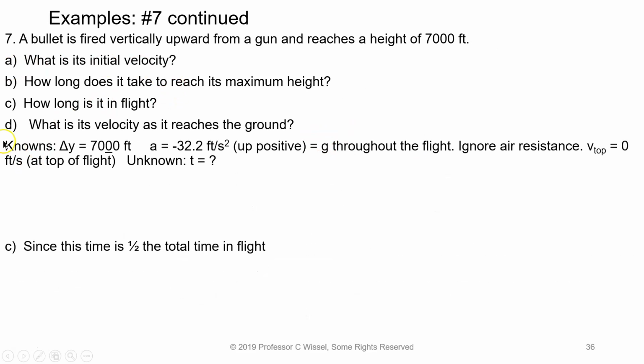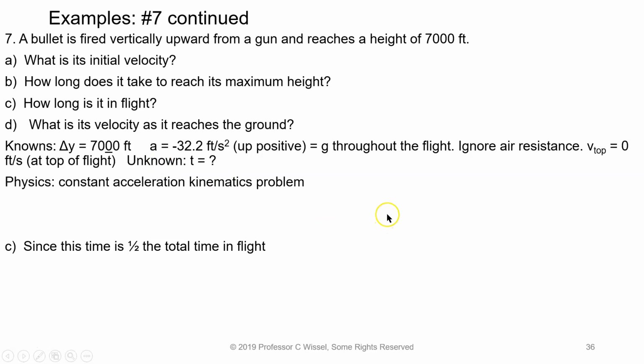Now we want to know, how long does it take to reach its maximum height? We know that delta y equals 7,000 feet. We know the acceleration is minus 32.2 feet per second squared, and I've considered up positive. That's g throughout the flight. We're ignoring air resistance. We know v top equals 0 at the top of the flight. We want to know the time.